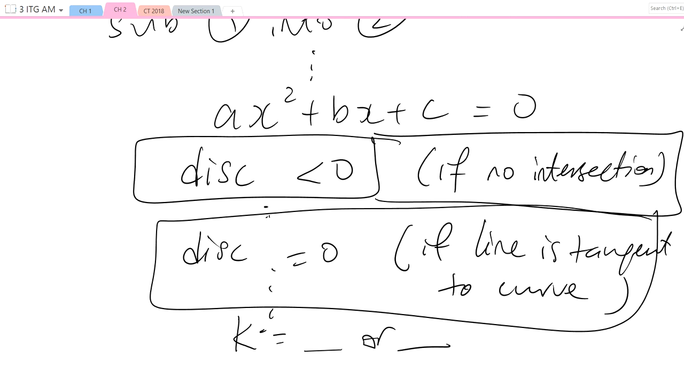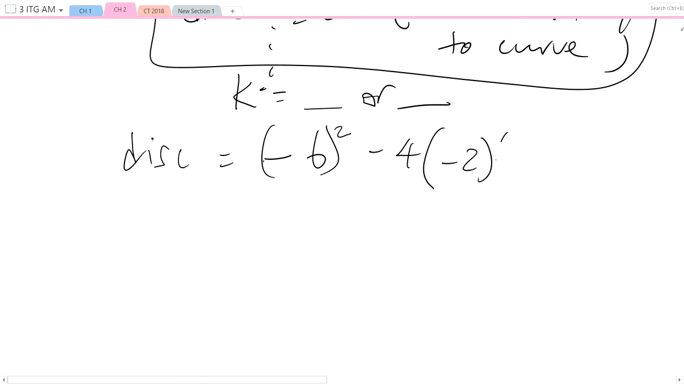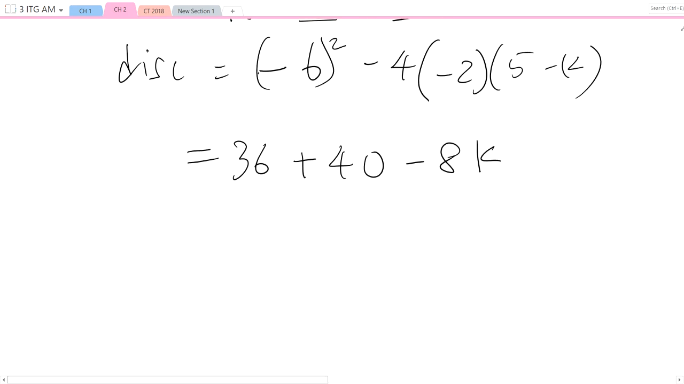Question 2, k only has one value. Let me try. What do you have for the discriminant? Negative 6 squared minus 4, negative 2, bracket 5 minus k. Is this your discriminant? Yes. Okay, let's see what this gives us. 36 plus 40 minus 8k. So how many values of k do you see? One.